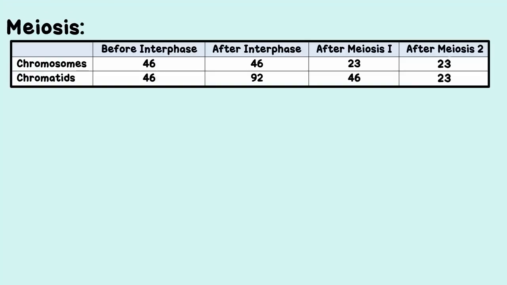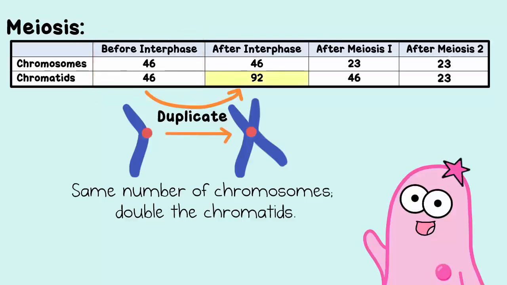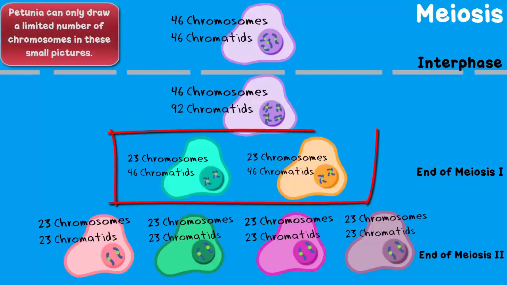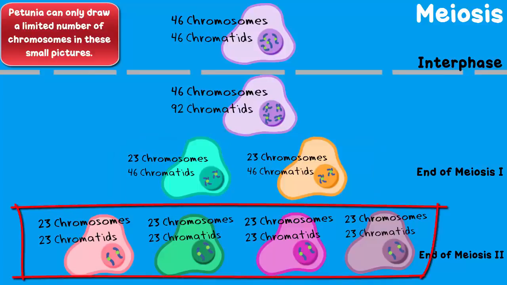Now let's take a look at meiosis. We have 46 chromosomes in the starting cell, and right now they each have 1 chromatid, just like with mitosis. They duplicate in interphase, and we still have 46 chromosomes now, and there are 92 sister chromatids, just like we started with in mitosis. But at the end of meiosis 1, you have 2 daughter cells, and they each contain 23 chromosomes with 46 chromatids. At the end of meiosis 2, you have 4 cells that each have 23 chromosomes, 23 chromatids.